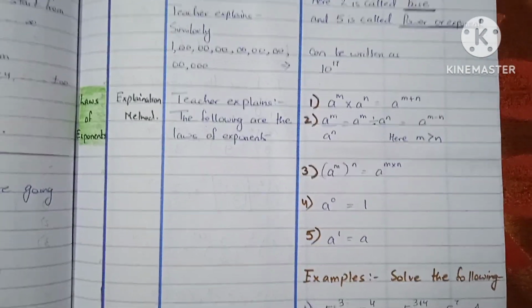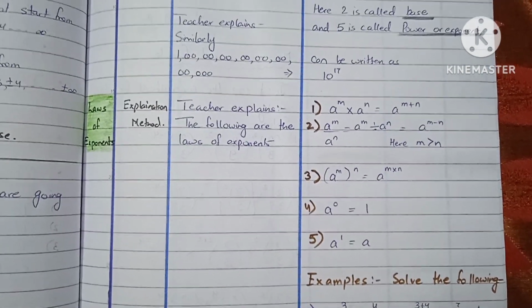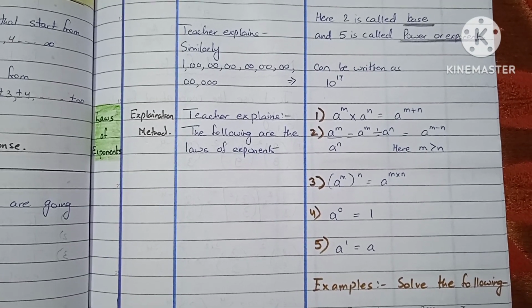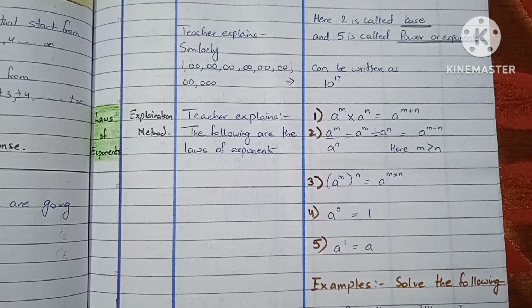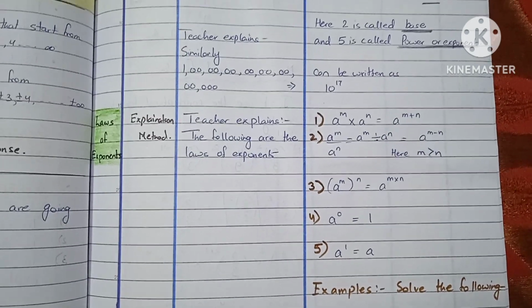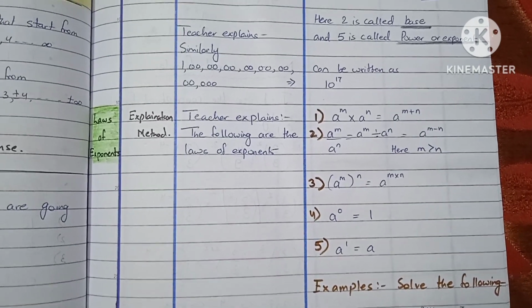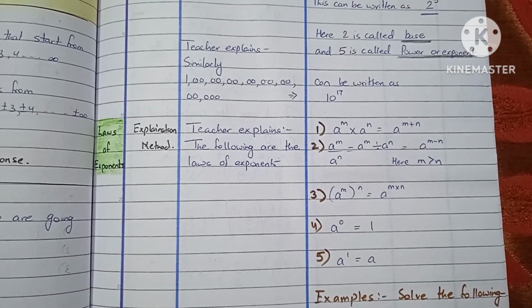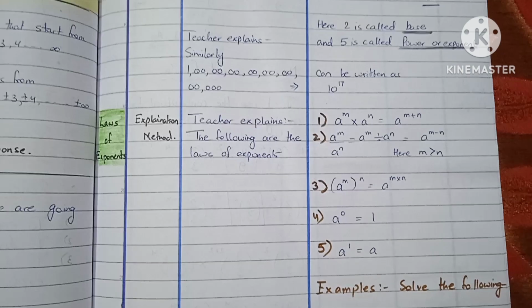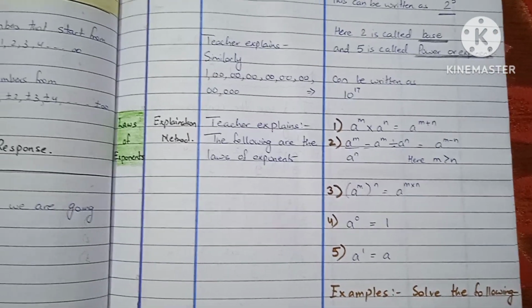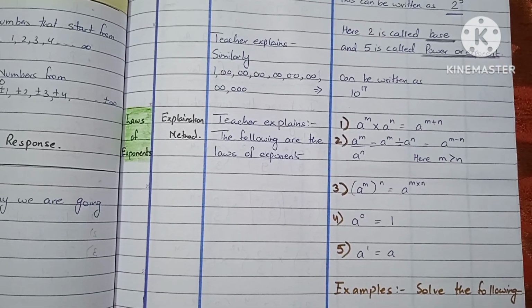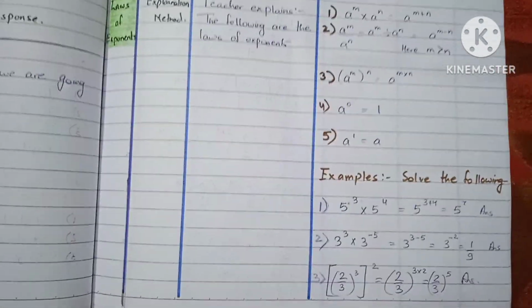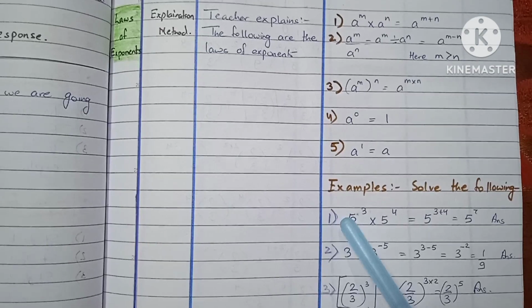8 to the power m into 8 to the power n is equal to 8 to the power m plus n. Then 8 to the power m by 8 to the power n is equal to 8 to the power m minus n, when m is greater than n. Third is bracket 8 to the power m bracket close n is equal to 8 to the power m into n. 8 to the power 0 is equal to 1 and 8 to the power 1 is equal to a. For examples over here, the teacher gives the following examples and uses this formula.